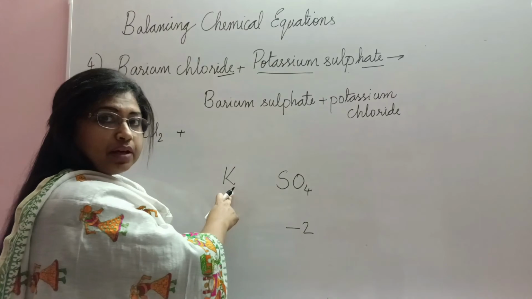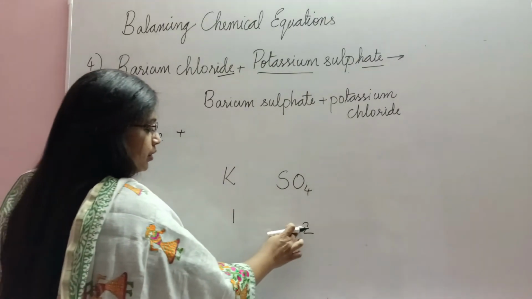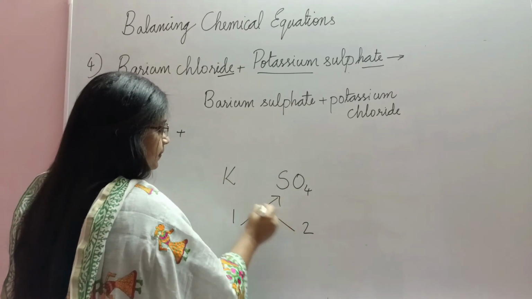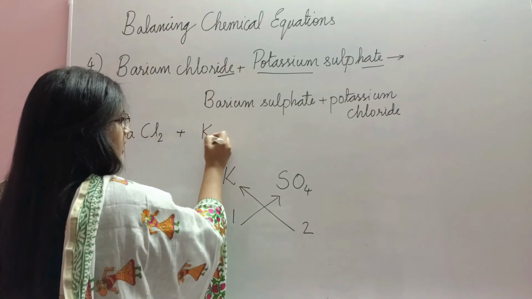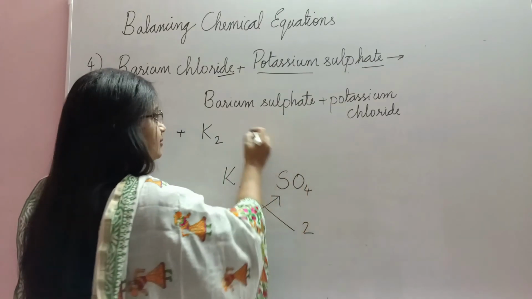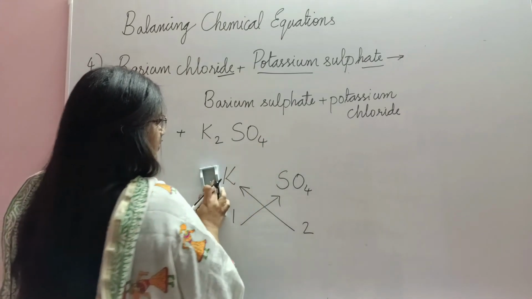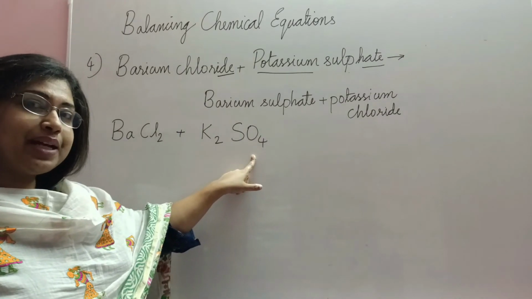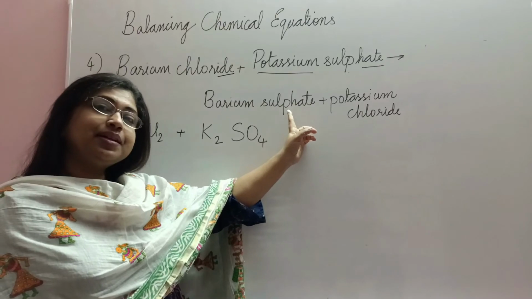Now potassium belongs to the first group, so its valency is 1. Crossover, you don't have to put the charge in the formula. Okay, so 2K, K2. Now there is only one SO4. SO4. This is the formula of potassium sulfate. Now let's come back to our product side.